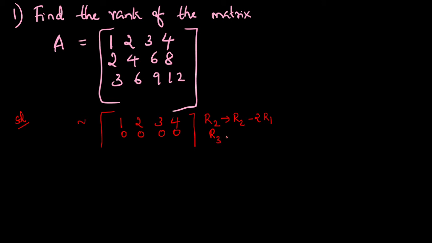And next row transformation is R3 gives R3 minus 3 R1. And the third row also becomes zeros. So we get our reduced matrix in a single step. And since the reduced matrix contains only one non-zero row, therefore the rank of the matrix is 1.